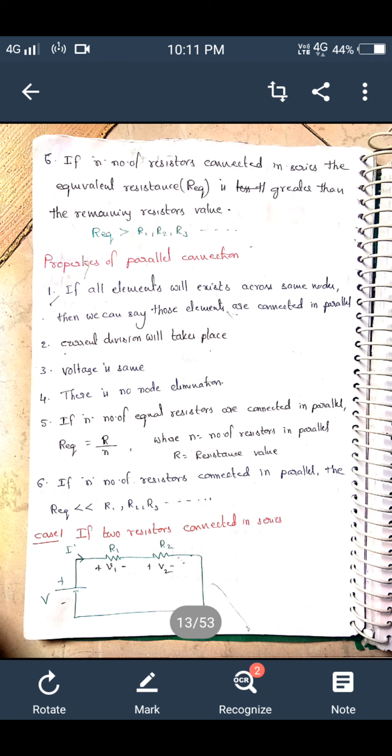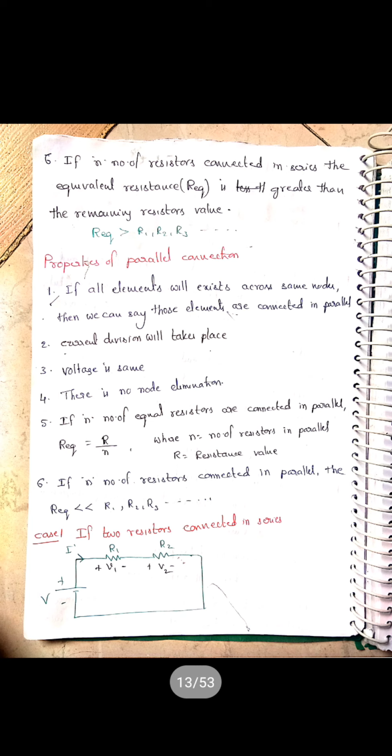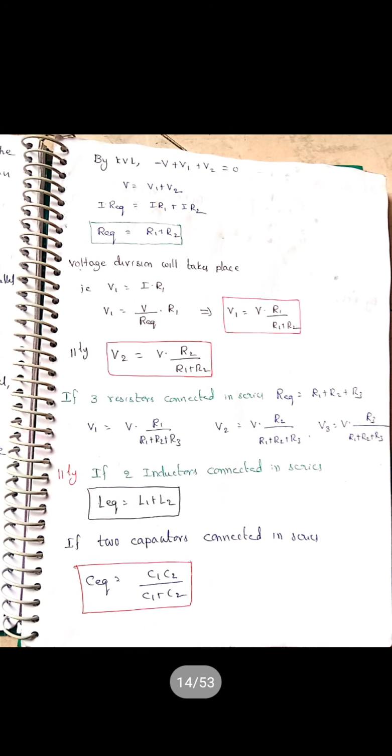Then all the nodes are simple nodes. Why? Because at any node only two elements exist, so we can say those are connected in series. Assume some current I flows from the source positive terminal to the source negative terminal. Then the voltage across resistor R1 is I into R1, and the voltage across resistor R2 is I into R2. Why? Because the current flowing is the same, since all are connected in series.